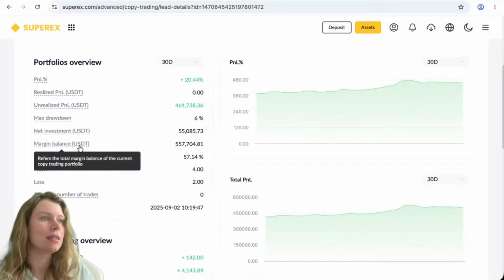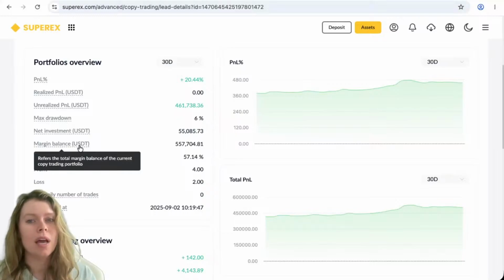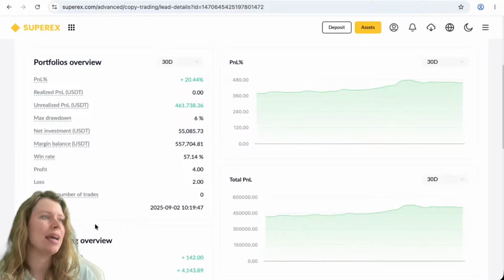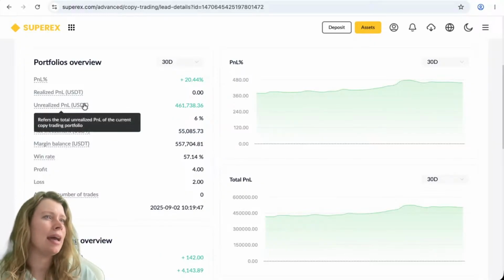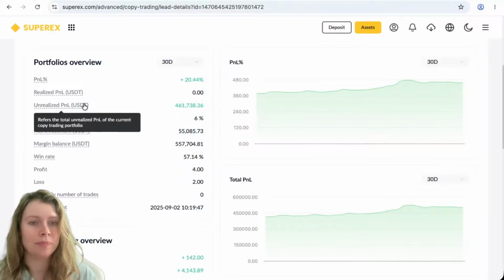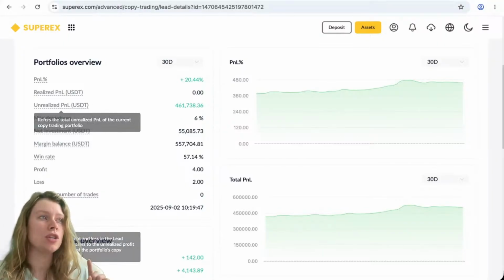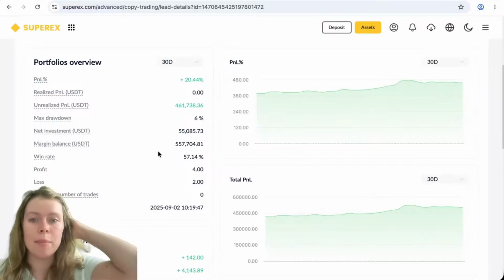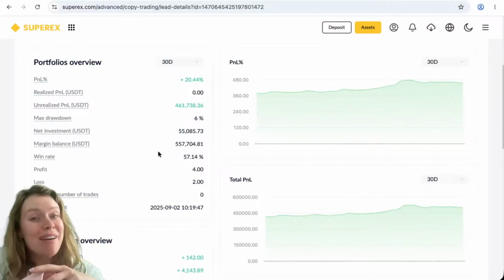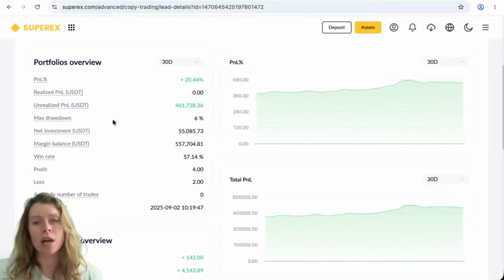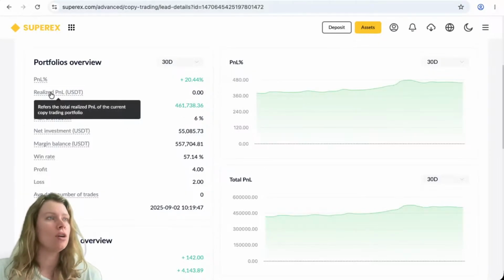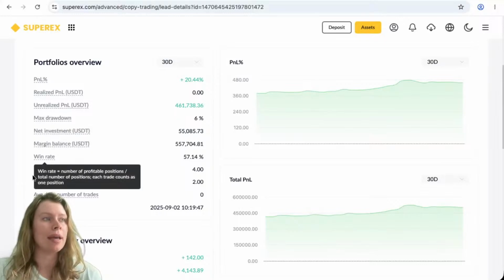Margin balance refers to the total margin balance of the current copy trading portfolio, okay? All right, notice the unrealized P&L. This one is at, that's a big number, 461,000, okay? So that's just something that we should always keep an eye on as well. I want you guys to make sure that you read every single page before you make a commitment, because these are a lot of numbers and you just want to understand. If you're unsure of what it actually means, go hover over it, and SuperEx does explain things quite clearly.